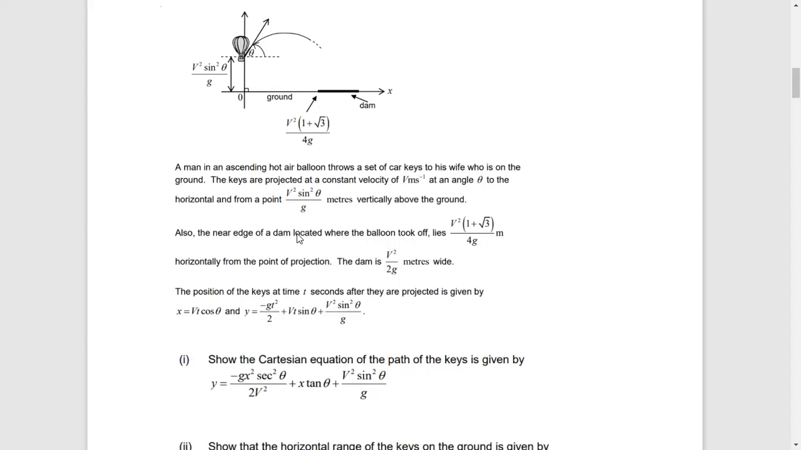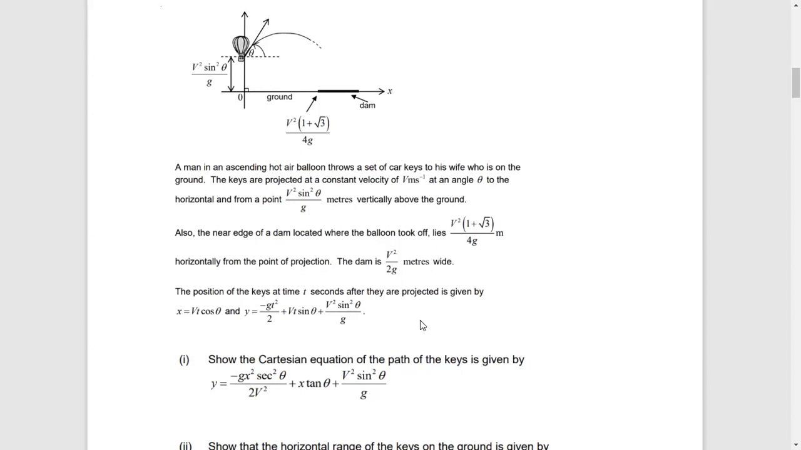Also near the edge of a dam located where the balloon took off lies v squared (1 plus root 3) over 4g meters horizontally from the point of projection. The dam is v squared over 2g meters wide. The position of the key at any given time is given by that.